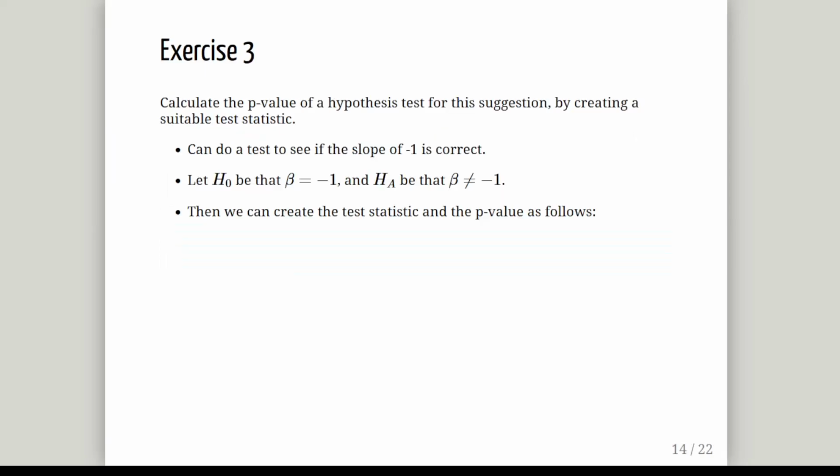What we're going to do is calculate the p-value of a hypothesis test for this suggestion by creating a suitable test statistic. We can do a test to see if the slope of -1 is correct. The population value is -1. So let the null hypothesis H0 be that the true value of beta equals -1, and the alternative is that it is not equal to -1. Okay, so then we can create the test statistic and the p-value as follows.